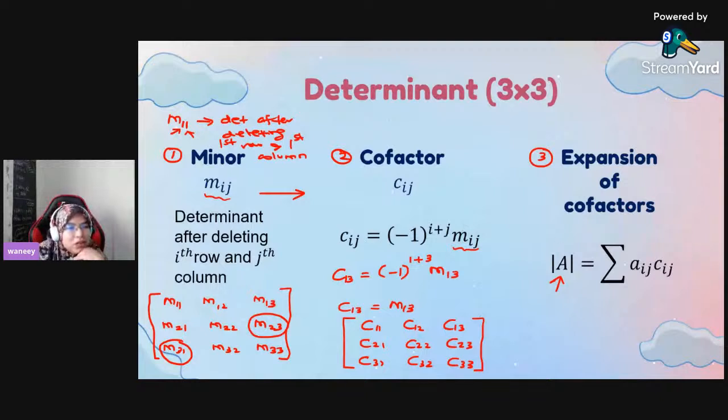Okay, so after you know how to calculate the cofactor, then you can use the formula to calculate the determinant. The determinant is actually the expansion of cofactors. So you can choose to expand any rows and any column: the first row, second row, third row, first column, second column, or third column. Any rows and any column will give you the same answer for the determinant. Mana-mana rows atau mana-mana column, kita akan dapat yang sama untuk determinant.